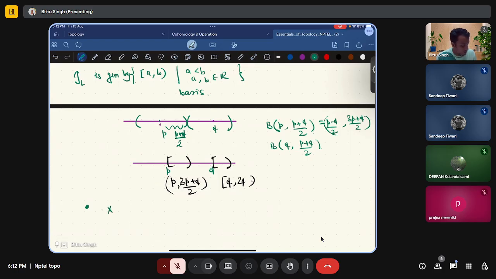if X has the topology tau, consider tau and tau dash, two topologies such that tau dash is finer, okay?